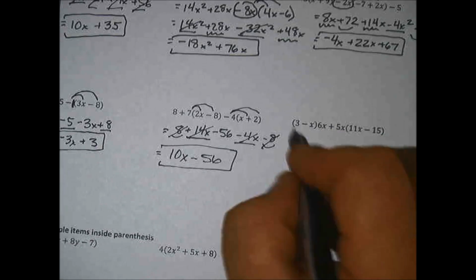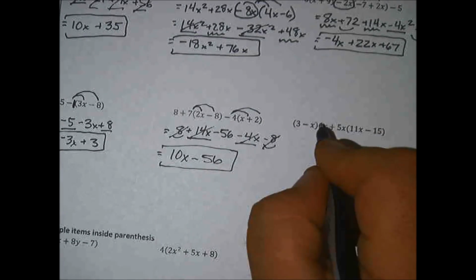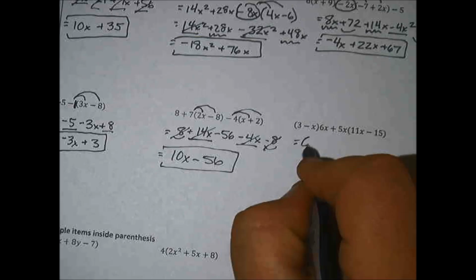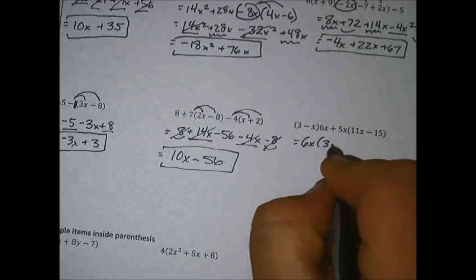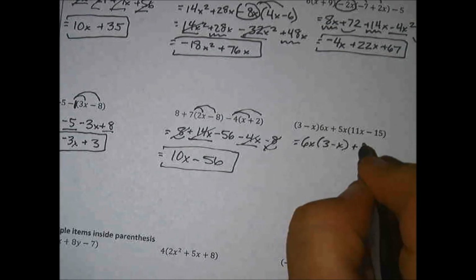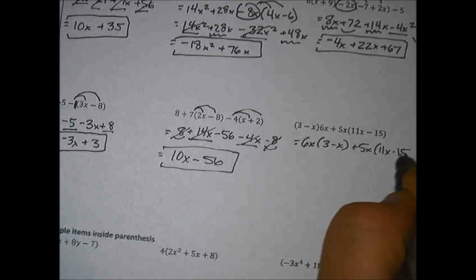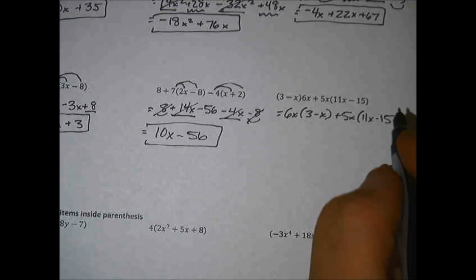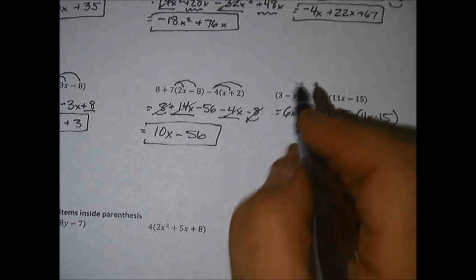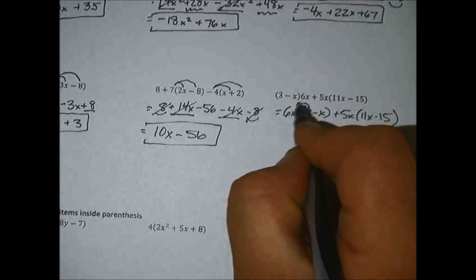Alright, maybe I don't like how this is written. I'm going to switch that 6x into the front, so I'm just going to rewrite it. Plus 5x, 11x minus 15. Okay, got a little sideways there. Got really into my math stuff. You know I love it.